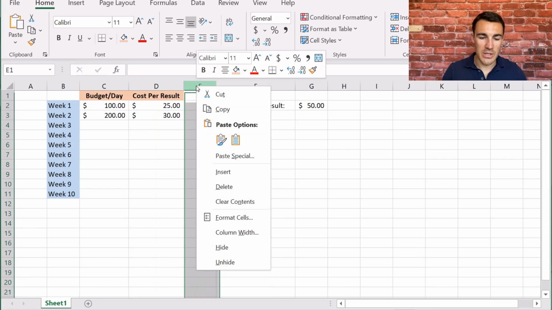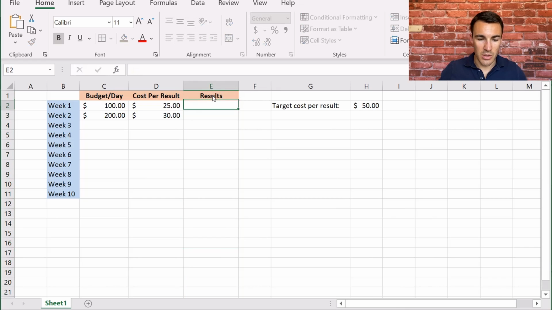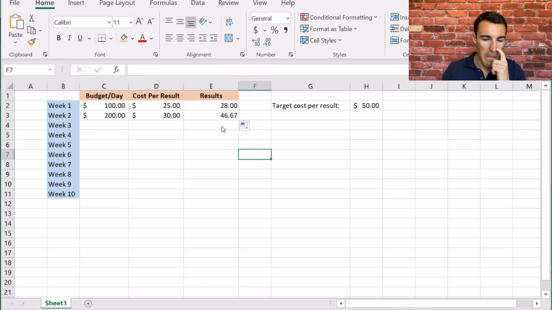In fact, what I'm going to do is put in another column here that's called results. So I hope this will make sense. What we're going to do is take that divided by that, times 7, because I'm going to do this results over a week. And then I don't want that to be a currency, I just want that to be a number. I'll do the same thing there.